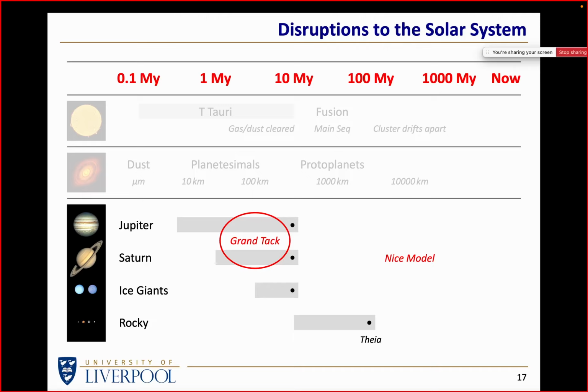The Grand Tack is the idea that, if you're familiar with sailing, a tack is when you go into the wind and then back again. So in other words, a change of direction. And we think Jupiter and Saturn have changed the size of their orbits.